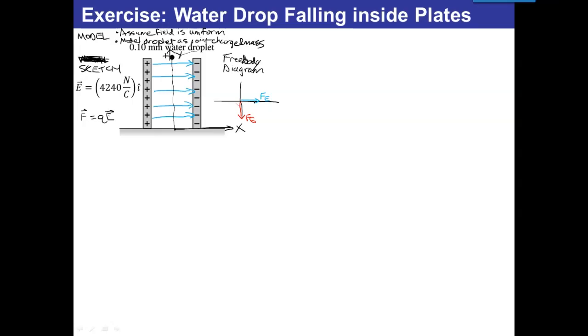Okay, so I may not have drawn these to scale. I don't know what the values are yet, but at least the directions we know: down for gravity, right for the electric field. So that's a good starting point. We can always go back to the sketching later on. Let's take a look at the calculating step now.